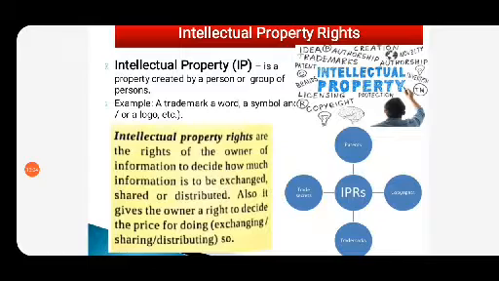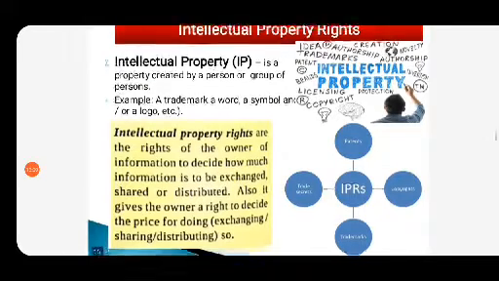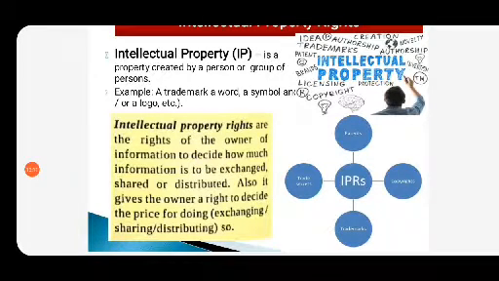So, IP or IPR can be defined as the rights of the owner of information to decide how much information is to be exchanged, shared or distributed. Also, it gives the owner a right to decide the price for doing it. Means the owner has all the power whether I will allow this person to use my thing, or even if they will use it, then how much credit they will give me or how much money they will give me in exchange for the use of that.